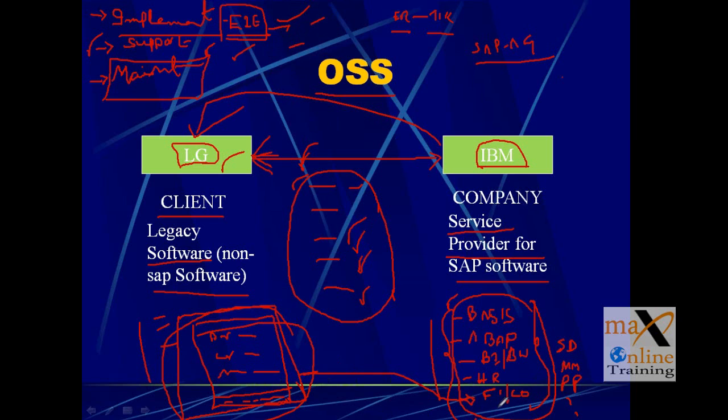So once the ticket has been received by the FI consultant, he will open the ticket according to the priority. He will check it. He will resolve it. Again he will send a mail to the client. If this process is possible online, he will give the online support. Or else the person should go to the LG company.